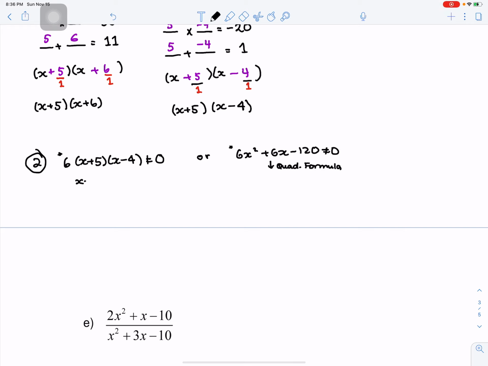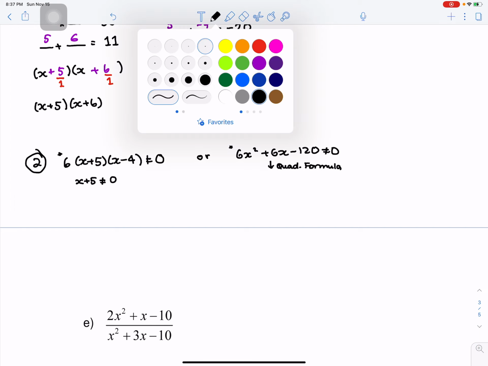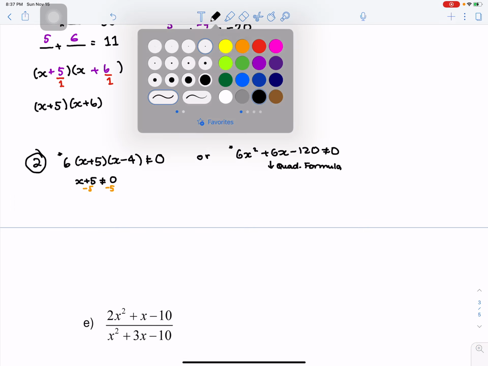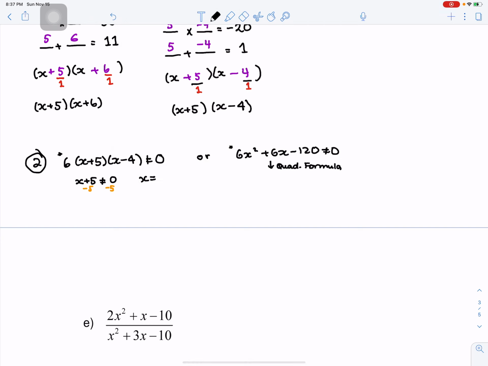So I'm going to take my x plus 5 and make it not equal to 0. Minus 5, minus 5. X is not allowed to equal negative 5. X minus 4 cannot equal 0, so x cannot equal positive 4. So there are my NPVs.